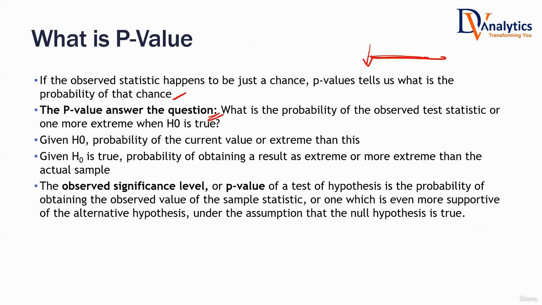The p-value is the answer to the question, what is the probability of the observed statistic or more extreme than this when H0 is true? Given H0, the probability of the current value or more extreme than this. Are you getting what I'm trying to say here? The probability of getting this or more extreme than this is known as the p-value.